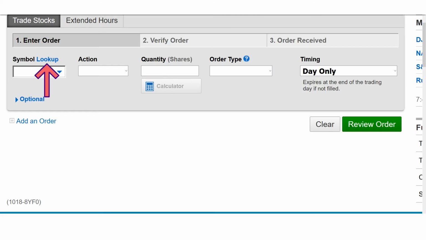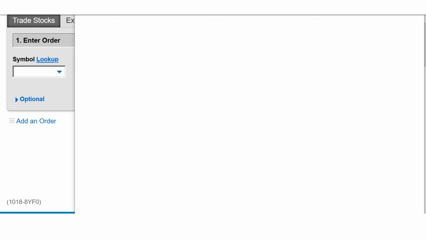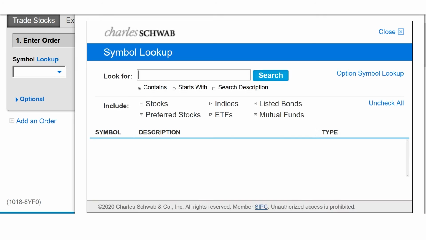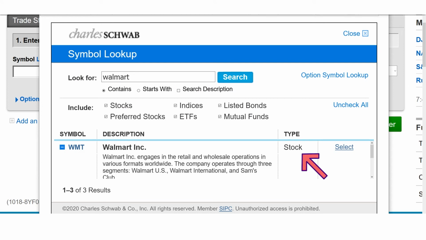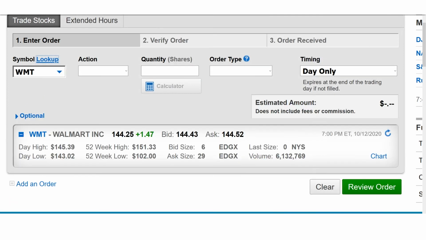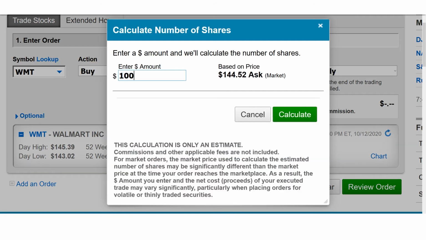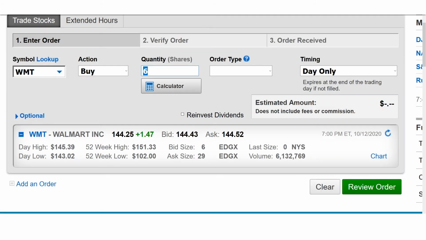Let's buy our first stock. Let's go to the lookup. Based on your own prior research, you should know what you want to buy. I'm going to search for Walmart and verify its symbol. For action, I choose buy. For quantity, you can use the calculator. I set my budget to $1,000 here, which means 6 shares.